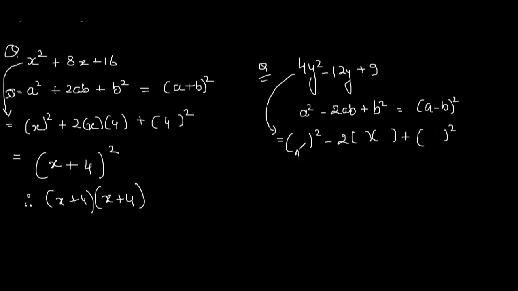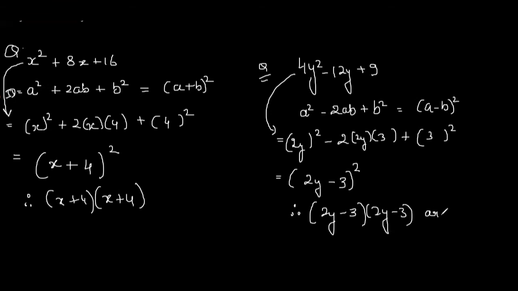Aaron, can you tell me what should I write over here? Sir, I think for this one, we can write 2y. Very good. 2y square will become 4y square. What about this? For this, we can write 3. Very good. So we'll substitute the values 2y here and 3. Now let us check. 2 into 2, 4, 4 into 3, the 12. Can you see? We are correct. Next step would be just applying this identity. What is A? 2y. B is 3. Whole square. Therefore, 2y minus 3, 2y minus 3 are the factors.